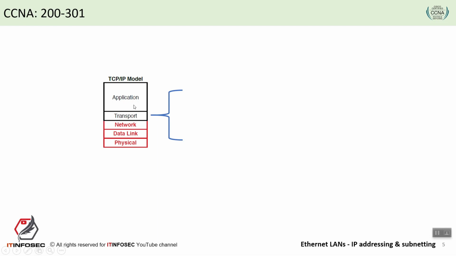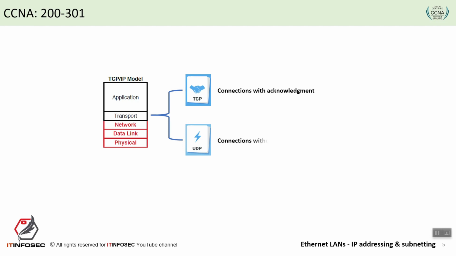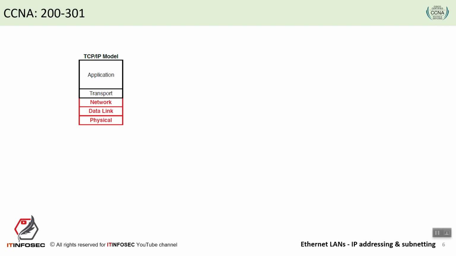Now considering the transport layer: transport defines the type of data transfer protocol, which is divided into 2 types, TCP and UDP. First of all, TCP. All communications with acknowledgement are included in TCP, and all connections that do not need any acknowledgement are included in UDP.